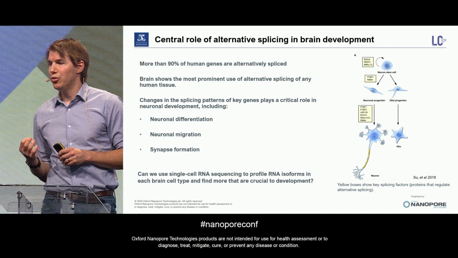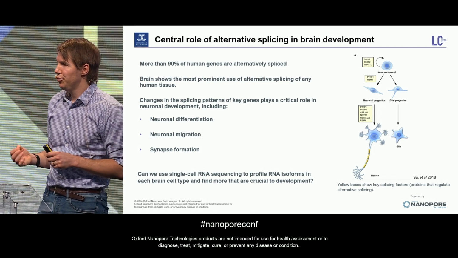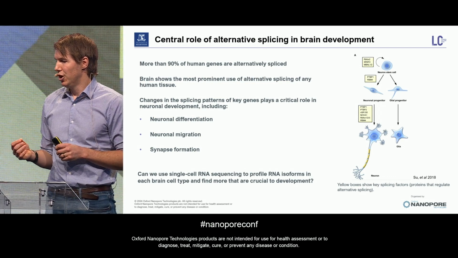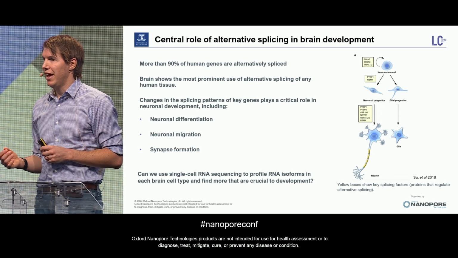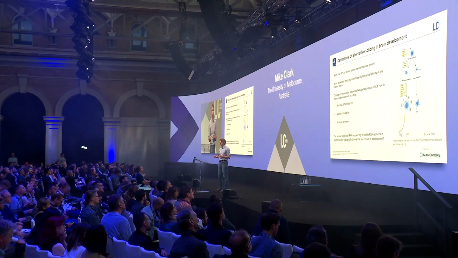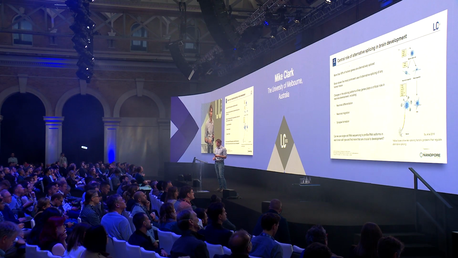And so a question that we've had is, can we use single-cell RNA sequencing to profile isoforms in all the different brain cell types, and then find more isoforms to study that might be crucial to brain development?